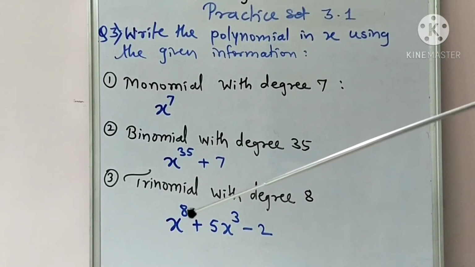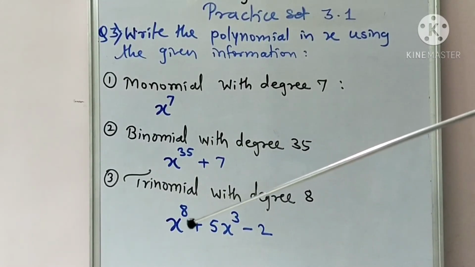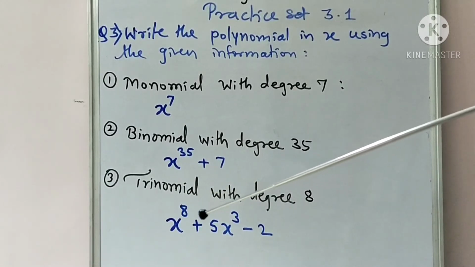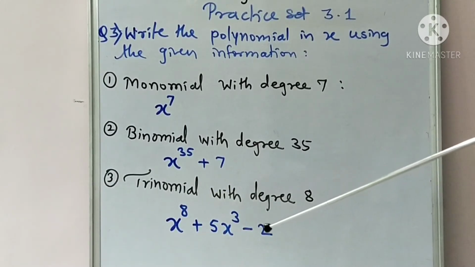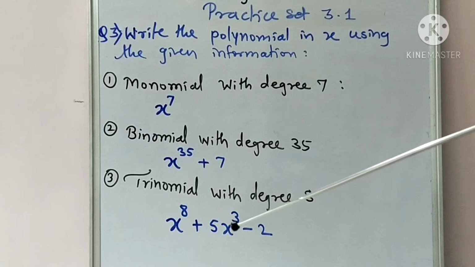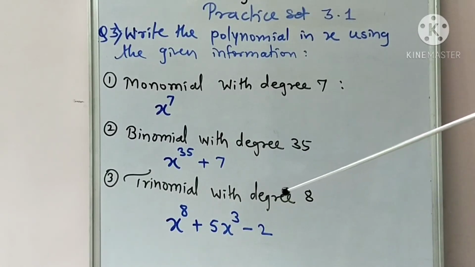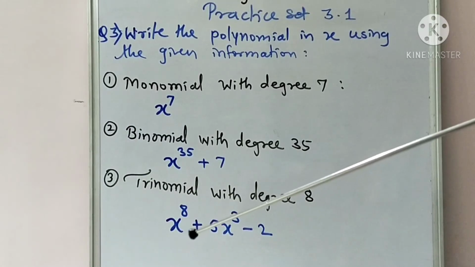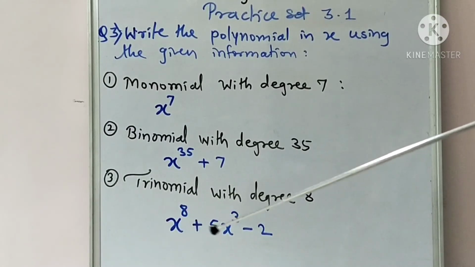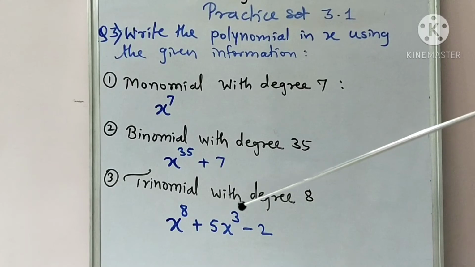Means you have to write a different power other than 8, and not greater than 8 also, because we have to take the degree as 8, means the highest index of the variable is 8. So like this, it's a trinomial with degree 8. So for 1 mark questions, that's the example asked in exam. Okay students.